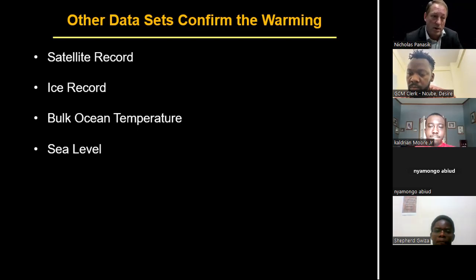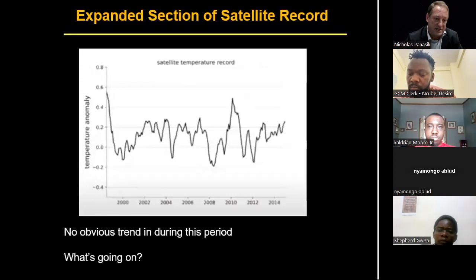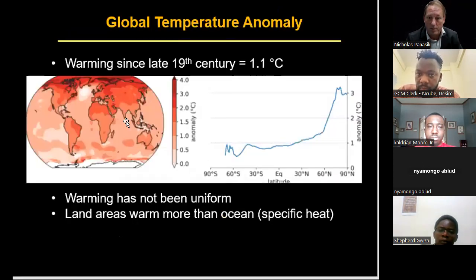Also, again, remember that 1.1 degree temperature warming that we've seen since the late 1800s. That's going to be key in a lot of our discussions. You should also remember out of all this that according to our temperature record, the warming is not uniform. Certain regions are warming faster than other regions.